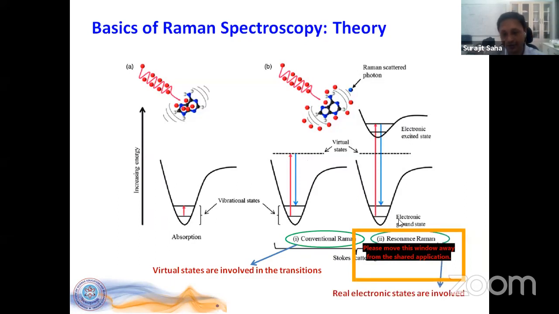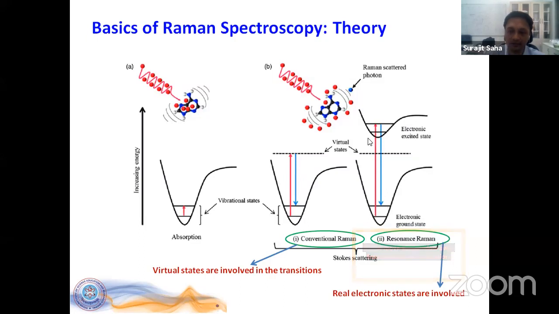But imagine a situation where, let's say, my laser energy is exactly the same as the electronic excited level. I mean, the energy difference between the ground state of the electronic level and the excited state of the electronic level. Then what happens? It resonates, and that resonance gives rise to a strong Raman signal, and that is what is called resonance Raman scattering.